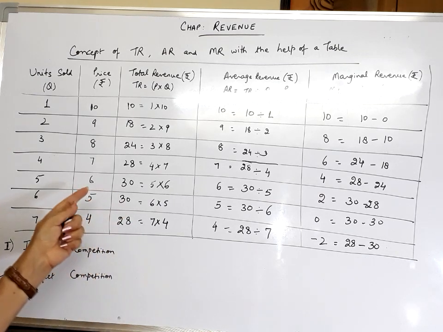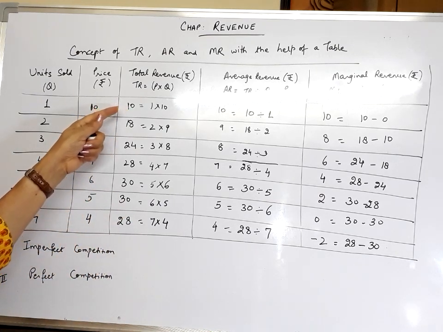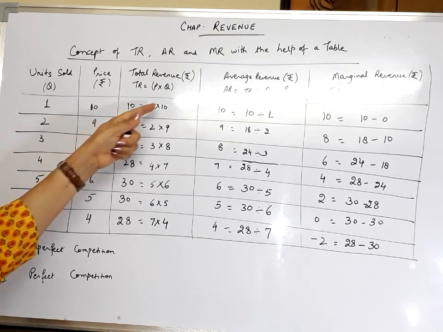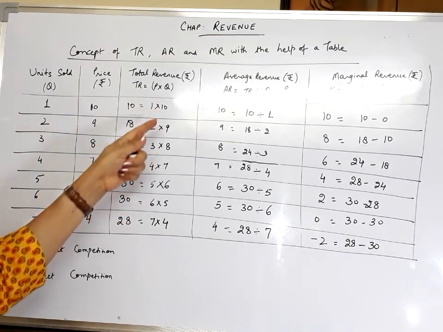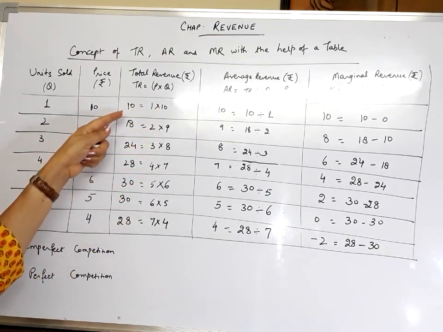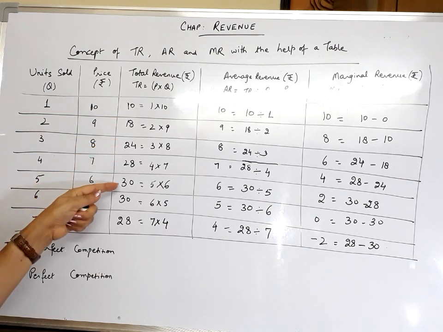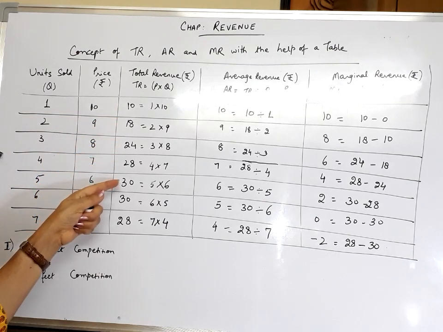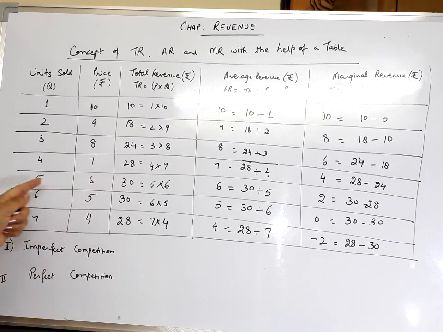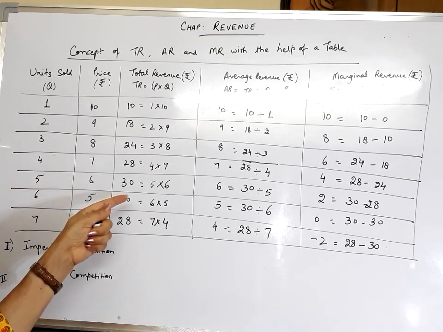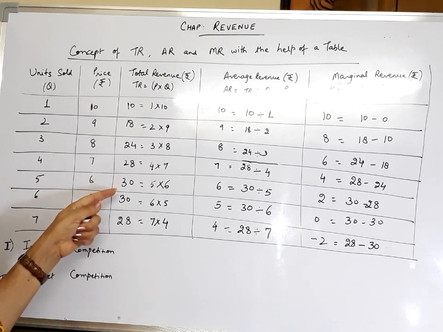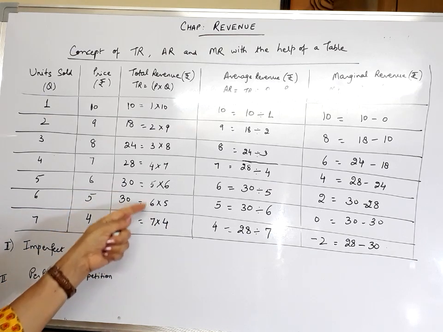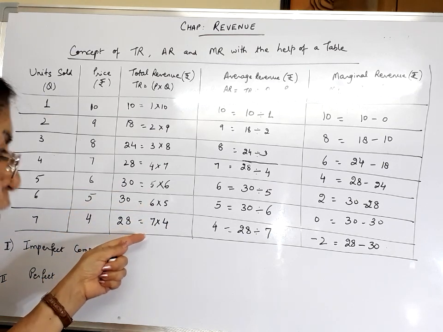So we find that the total revenue is first increasing, because your quantity has been increasing, and total revenue keeps on rising. It goes up to the maximum of 30 when you are producing the 5th and the 6th unit of output. For both these units it is 30, and thereafter total revenue falls.